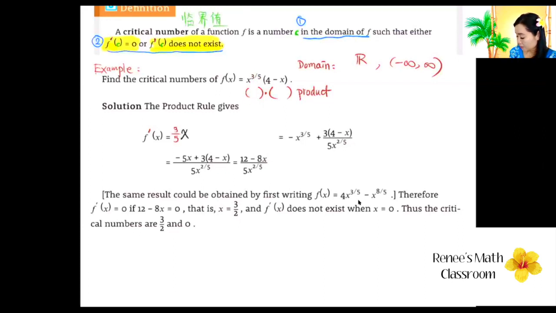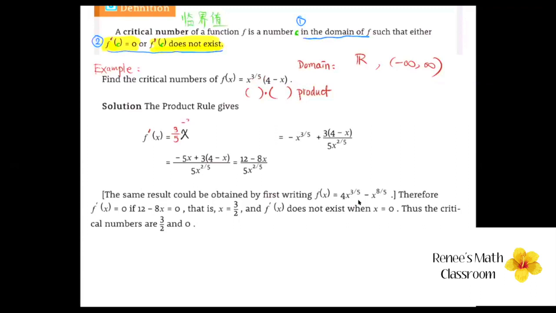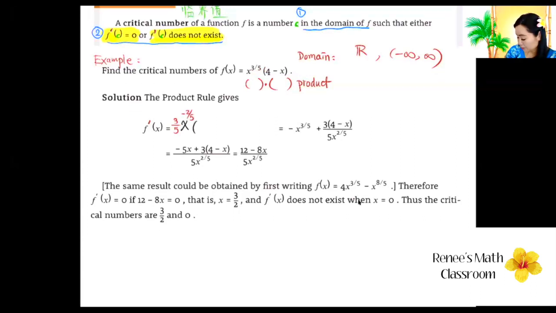Use the power rule to differentiate this first function. So you bring down this exponent, 3 over 5, and then x to what power? The exponent decreases by 1, so that will be negative 2 over 5, times the second function. Now add the first function times the derivative of the second function.